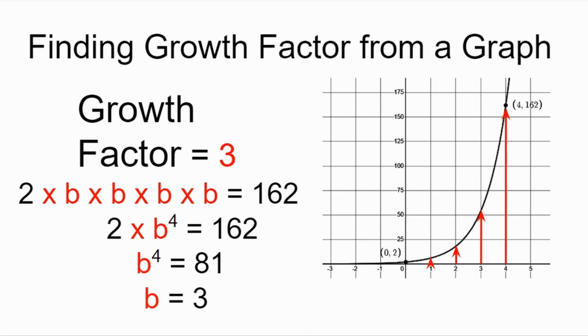To summarize, when finding the growth factor from a graph, we need to figure out how many jumps it takes to go from one point to the next. That's going to tell us how many times we're repeatedly multiplying. From there, we can solve the equation and figure out what our growth factor is.